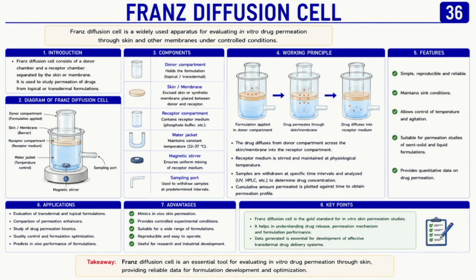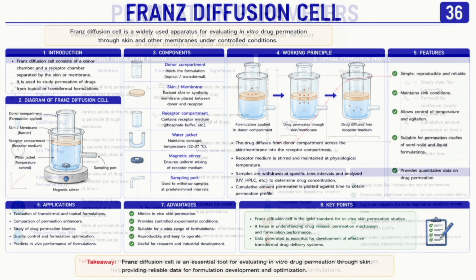The main advantage of this method is that you are creating the in vivo environment in vitro by using the skin. The actual environment the drug faces is created artificially, in vitro, by using the Franz diffusion cell. So it is a more effective method.